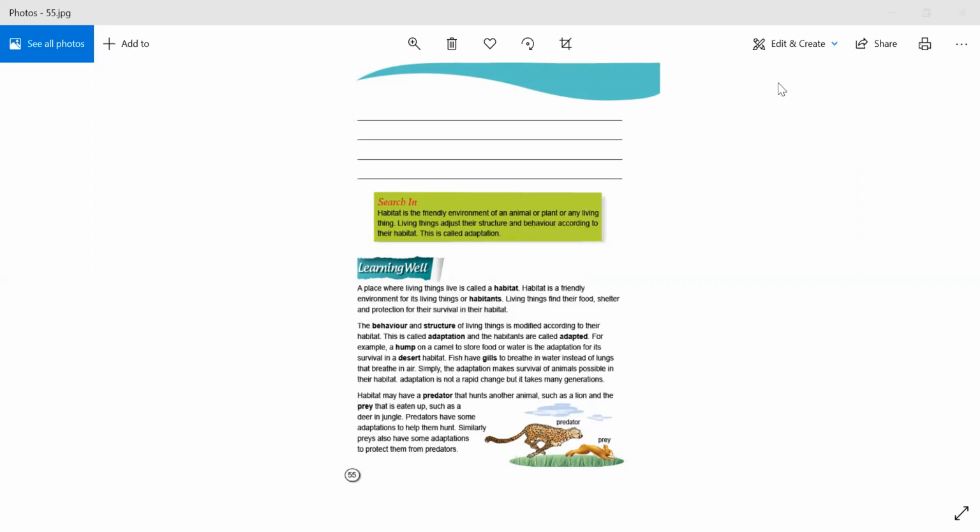Okay, and predators have some adaptations to help them hunt. Predators have some behavior, some special qualities through which they can hunt other animals. Similarly, prey also have some adaptations to protect them from predators. Beta, same with the prey. Prey are those animals which are eaten up by predators. So they also have some behavior, some structure through which they protect themselves from predators. I hope page number 55 is clear to you all.